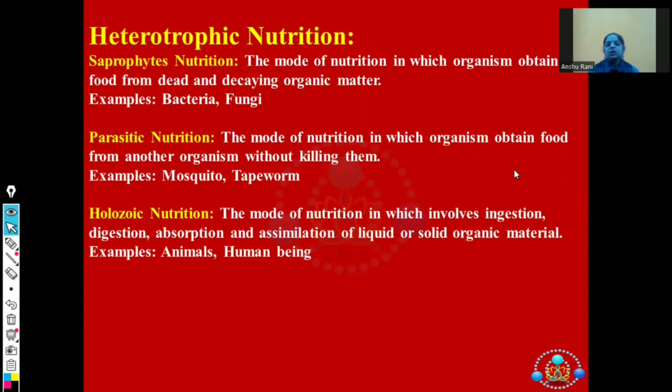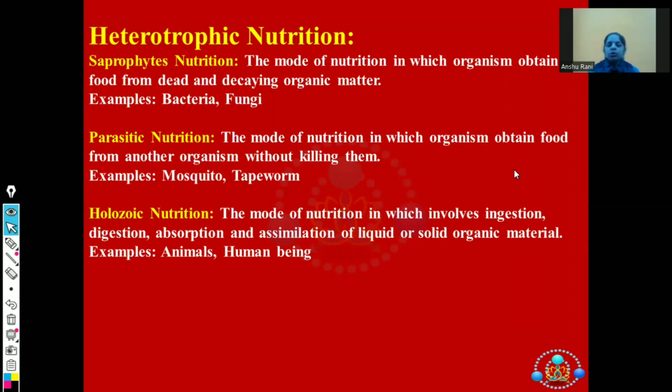Then we have the parasitic mode of nutrition. The mode of nutrition in which an organism gets food from another body, that is the body of the host. The guest takes food from the body of the host, that is the parasitic mode of nutrition. We have Cuscuta, amarbel, that gets food from the body of the host tree, that is the parasitic mode of nutrition.